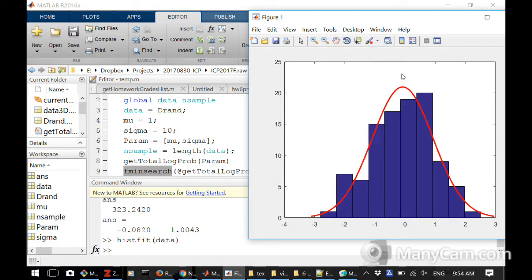So that means the best fit to our problem, the histogram fit of data. If you look at it well, you see that the mean of it, the peak of it, is a little bit off the 0 point, right? So the mean is actually negative 0.08, and the standard deviation pretty much is 1. So these are the best values of the Gaussian distribution for this data set.